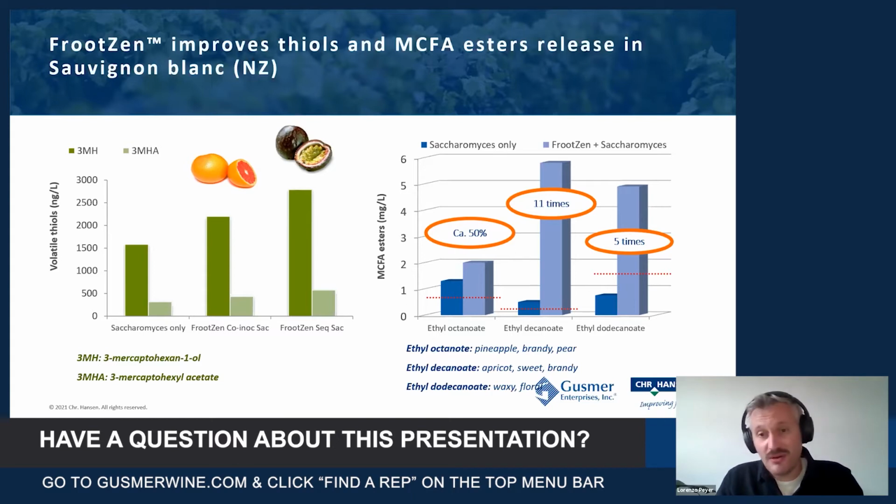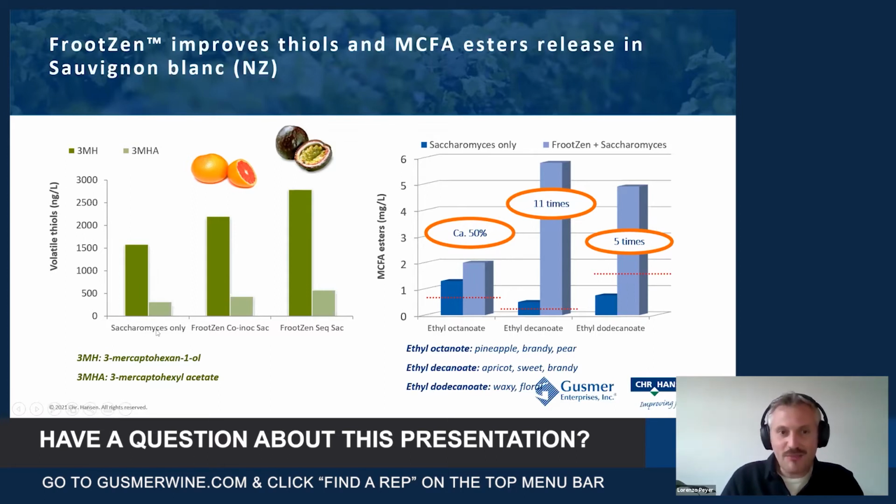And Sauvignon Blanc, so FrootZen has been originally isolated from work done on Sauvignon Blanc in New Zealand that wanted to answer the question, what actually gives that tropical, that tutti frutti note in these wines. And it seems that the natural microbiota, composed also by Pichia kluyveri, plays a major role in that. And especially these mercaptans, these sulfur-containing molecules, can be significantly enriched if you add FrootZen.